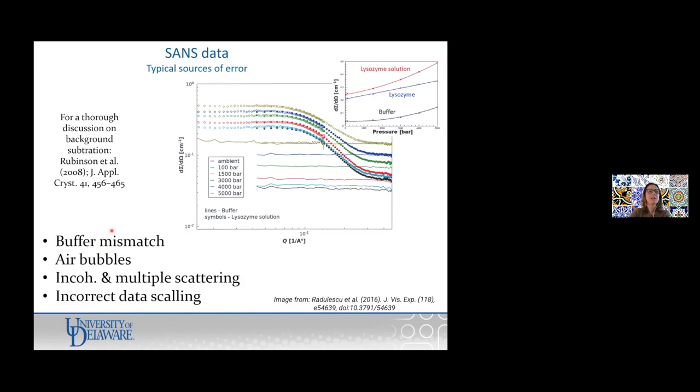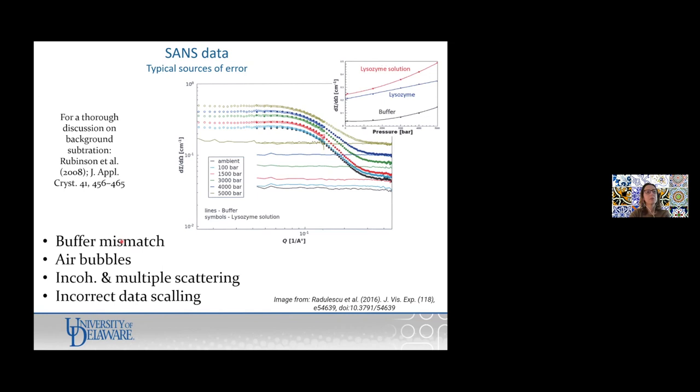Typically, the reason for that is what we call the buffer mismatch. So when you prepared your sample, there are slightly different percentages of deuterium, for example, in your buffer, or of salt. So you have to be very careful to make sure that your buffer matches. You could also have air bubbles in your buffer or on your protein sample, or you can have them on one and not the other.